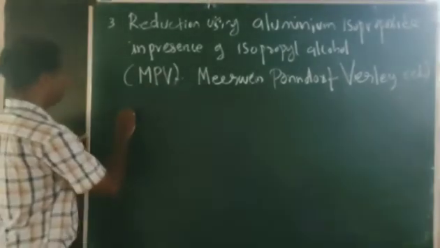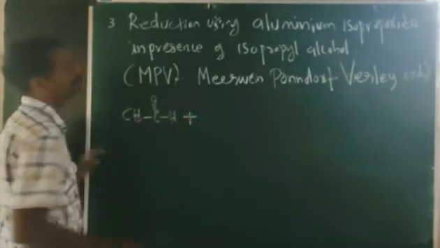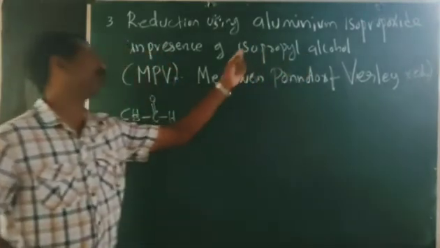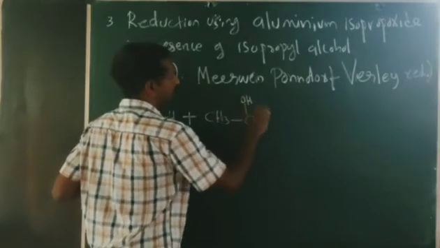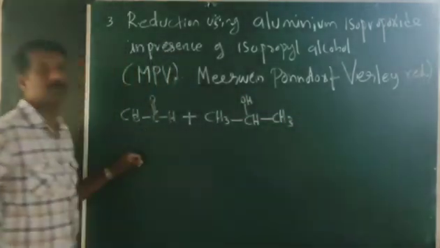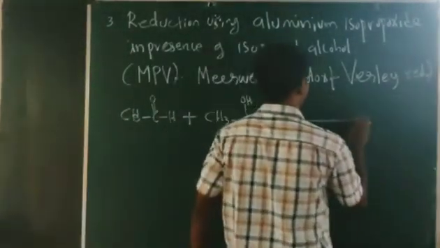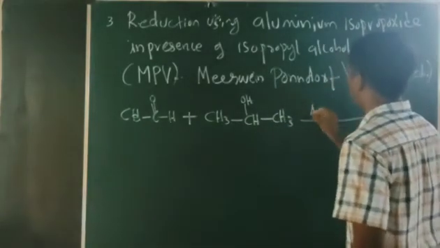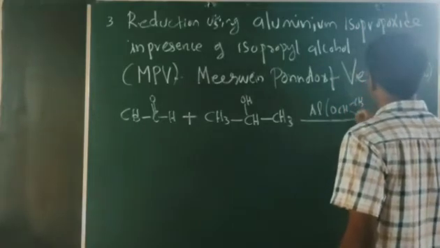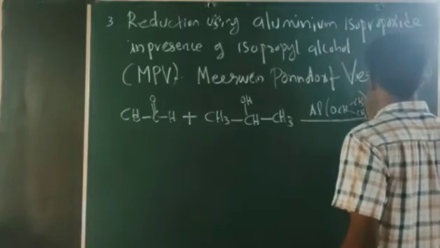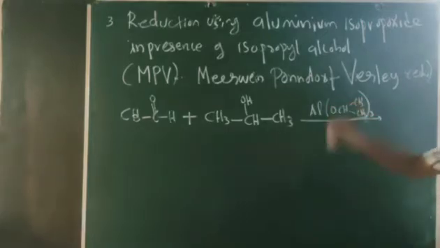Look at it here. We take an aldehyde, CH3CHO, and it is reduced with aluminium isopropoxide in presence of isopropyl alcohol. First I am writing isopropyl alcohol, CH3CHOHCH3. This is isopropyl alcohol, or propan-2-ol. How do you write aluminium isopropoxide? Al[OCH(CH3)2]3, that is aluminium isopropoxide.